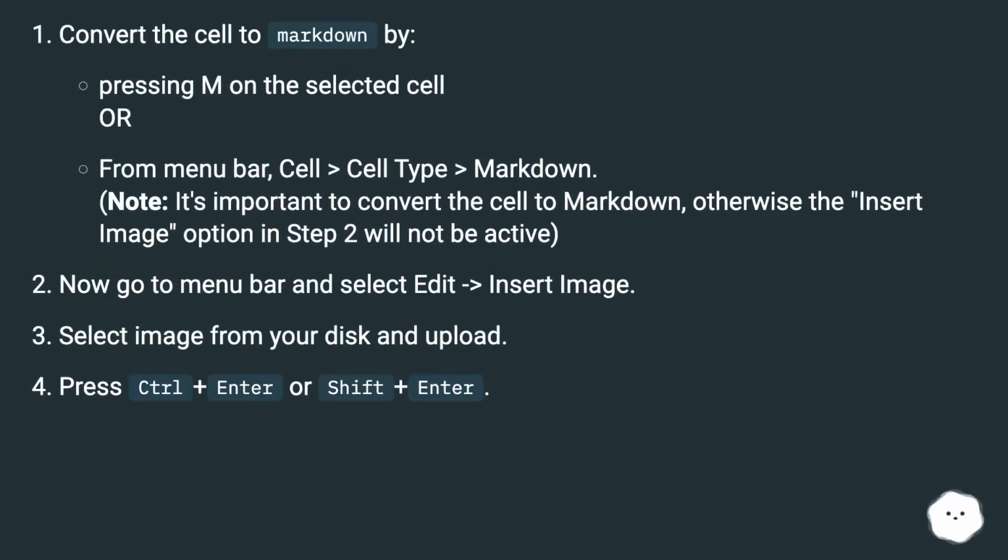Convert the cell to Markdown by pressing M on the selected cell, or, from the menu bar, Cell Type, Markdown. Note, it's important to convert the cell to Markdown, otherwise the Insert Image option in step 2 will not be active. Now go to the menu bar and select Edit, Insert Image. Select the image from your disk and upload. Press Ctrl+Enter or Shift+Enter.